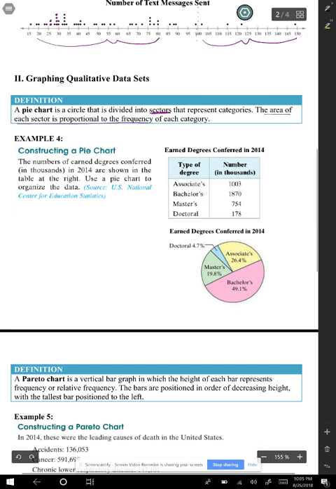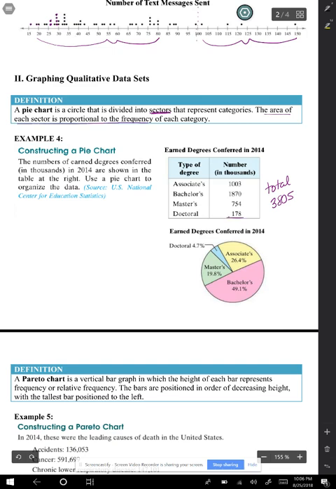So on this one, you have to do a couple of things. First thing you want to do is you always want to figure out the total number. So here we have the number of earned degrees in 2014, and we have associates, bachelor's, master's, and doctoral. And if you add all of these up, that would be your total. And it's very important that you find your total on these. So if you add those up, you get 3,805.